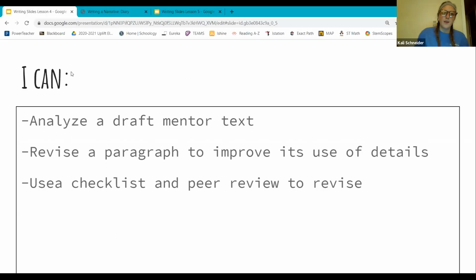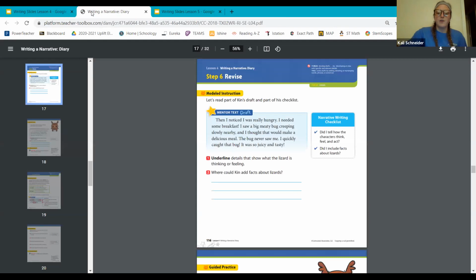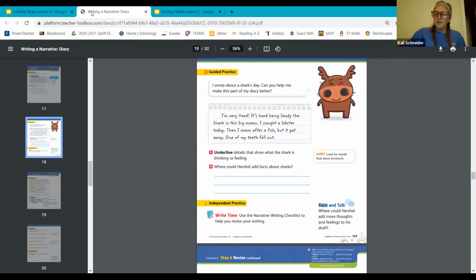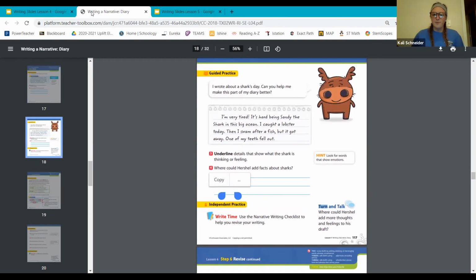So let's go ahead and turn to page number 117 in your books if you have it. Page 117, you can pause it if you still need to get there. Today we are going to work with Herschel here in our guided practice. So Herschel says, I wrote about a shark today. Can you help me make this part of my diary better?